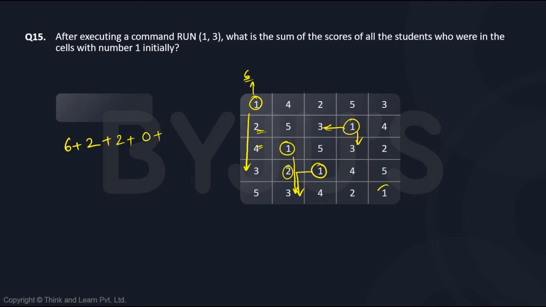And the last person, 1 over here, how can he go to 3? The best way for him to go to 3 will be like this. There's no other way for him to go to 3. Or he can also go like this, but it will be the same. 4 plus 2 or 4 plus 2. This total will be same. So it is 6. So the sum of all the students is 6 plus 2 plus 2 plus 6, which is 16. That's your answer.